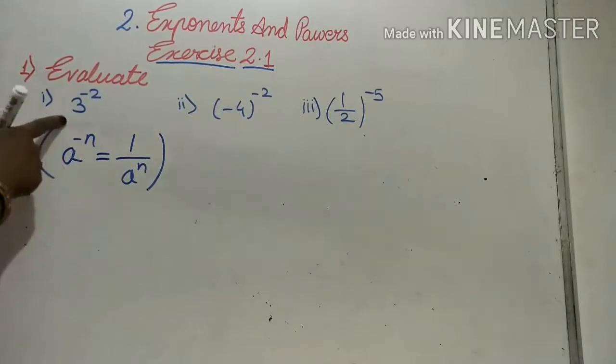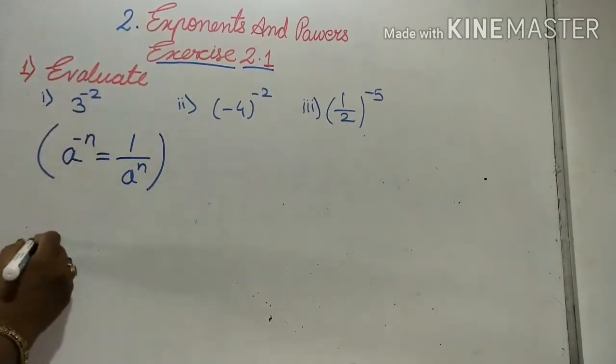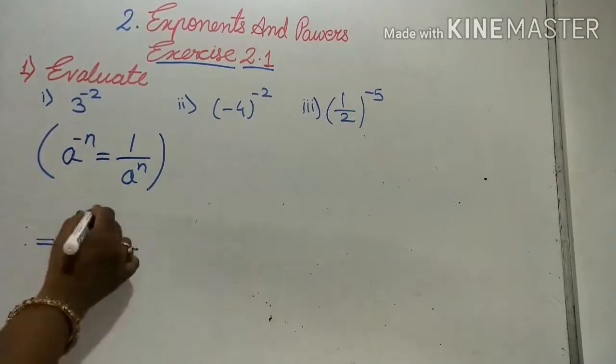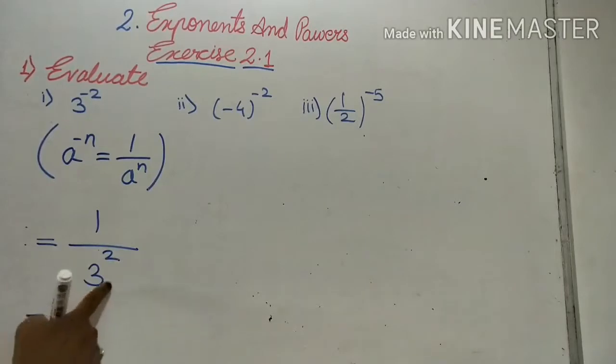Here a means 3, and minus n is equal to minus 2, so it is equal to 1 divided by 3 raised to 2. 3 square is 9. Therefore the answer is 1 divided by 9. So this is the first one.